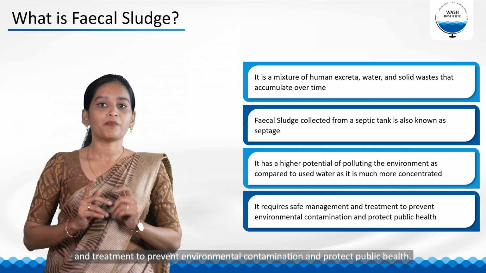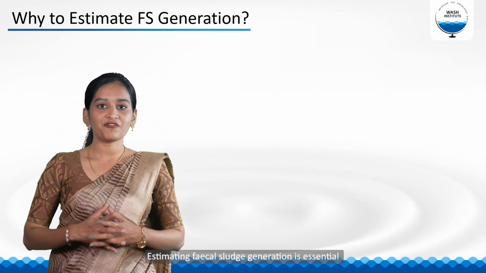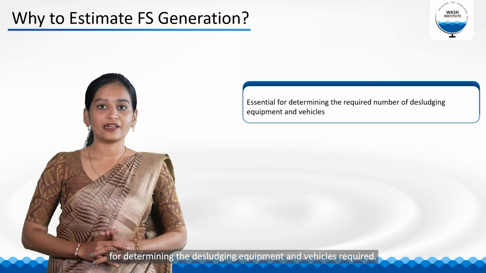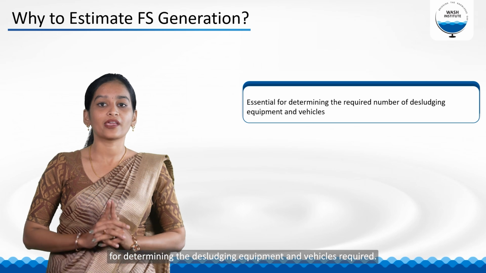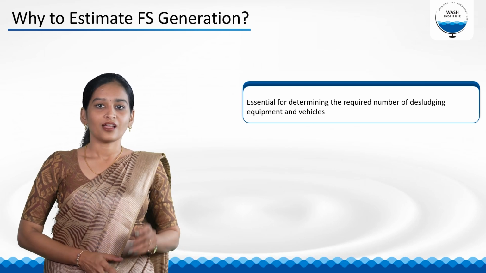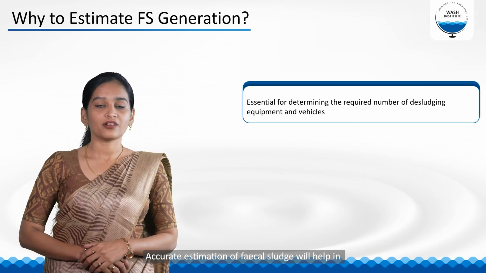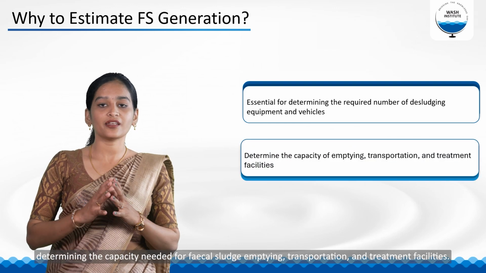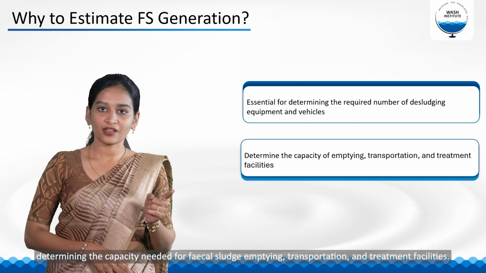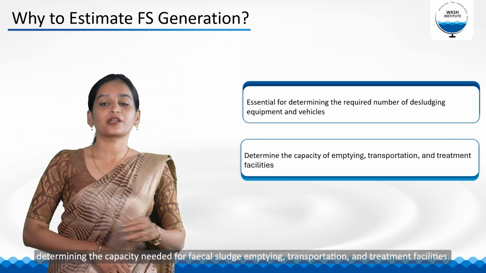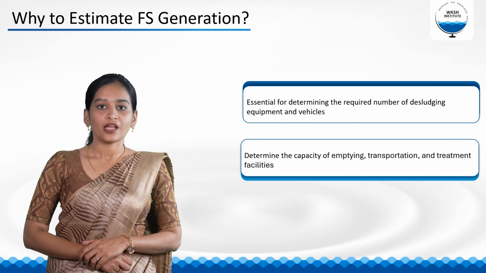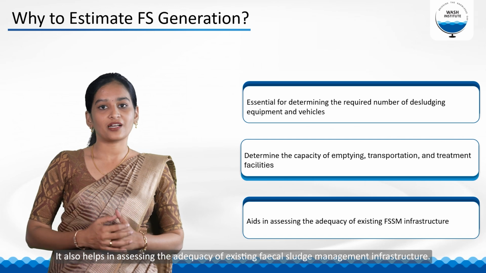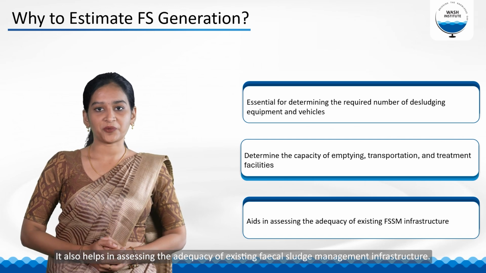and protect public health. Estimating fecal sludge generation is essential for determining the desludging equipment and vehicle required. Accurate estimation of fecal sludge will help in determining the capacity needed for fecal sludge emptying, transportation and treatment facilities. It also helps in assessing the adequacy of existing fecal sludge management infrastructure.